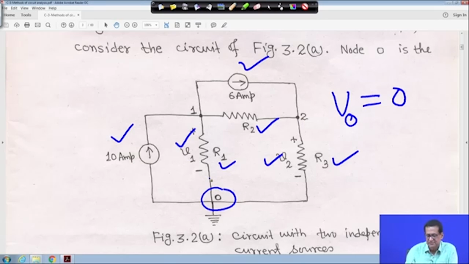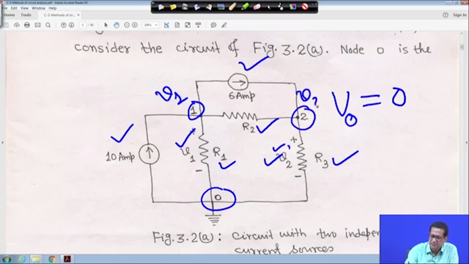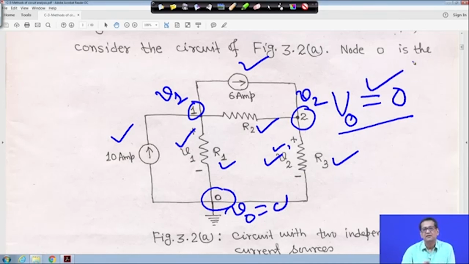So, in nodal analysis, this voltage V1 means this is node 1, that means this voltage is your V1. Similarly, this voltage is your V2, that means this node voltage is V2, with respect to that reference node. And this potential is 0. So, V0 is 0, which I have written here. So this node voltage is V1, this node voltage is V2, instead of writing V1 and V2.